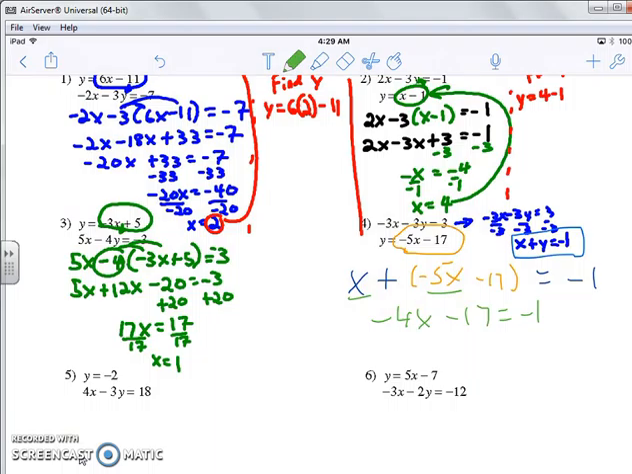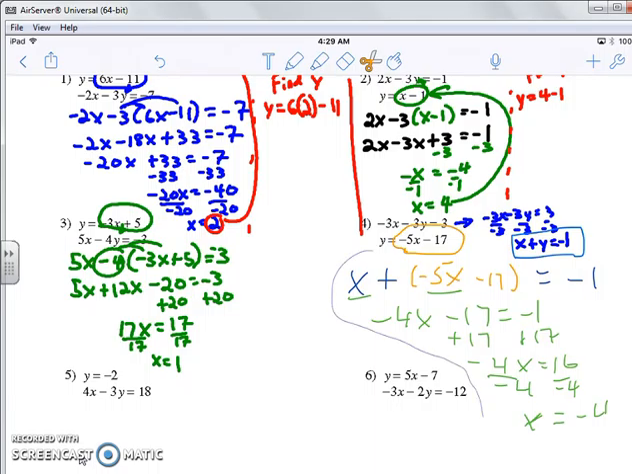Alright, now we're going to move our numbers to one side, so I'm going to add 17 to both sides. So -4x equals 16. And when you divide both sides by -4, you get x equals -4. I've run out of room, so let's see if I can fix this real quick.